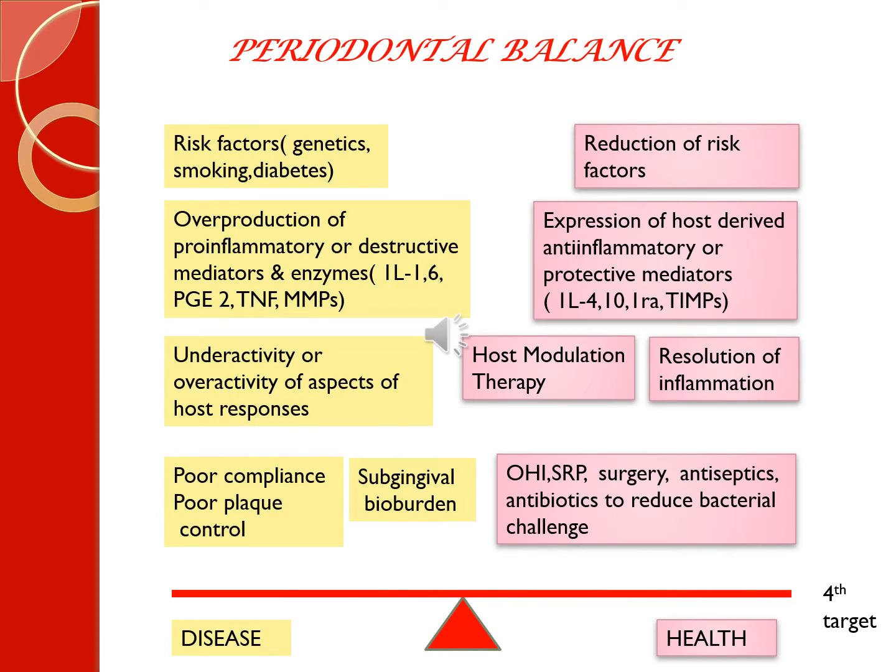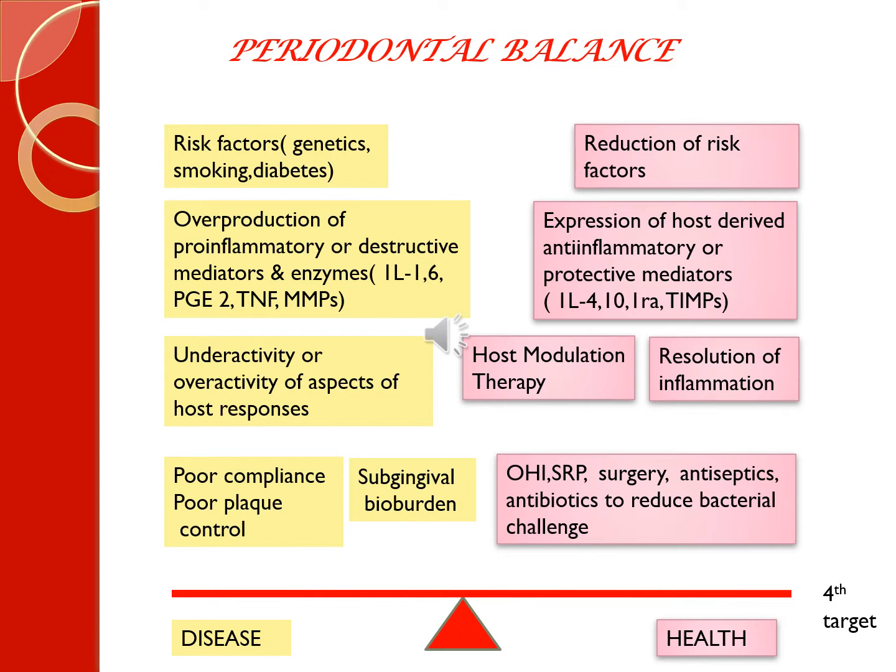Apart from the three primary targets, what we saw, that is our MMPs, the cytokines and the prostaglandins, the osteoclasts, you have the fourth target, which is you want to shift the periodontal balance towards a healthier side. So whenever you have a disease process set in, you have the various risk factors: genetics, smoking, diabetes, overproduction of pro-inflammatory or the destructive mediators and enzymes, which are mainly the interleukin 1, 6, prostaglandin E2, TNF-alpha, and various MMPs, underactivity or overactivity of aspects of the host response, poor compliance for the patient, poor plaque control, and of course a whole lot of subgingival bioburden which is there.